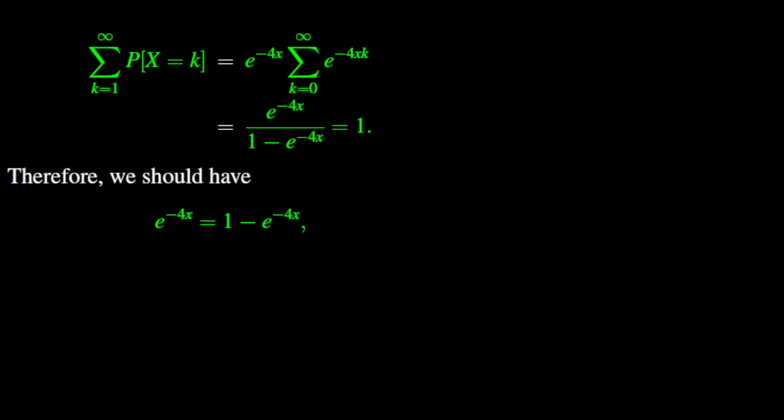This is in fact a geometric series with ratio equal to exp(-4x). As a result, the sum of all probabilities is then equal to the fraction exp(-4x) over the quantity 1 minus exp(-4x). Consequently, we should solve the equation exp(-4x) equal to 1 minus exp(-4x). This equation is equivalent to exp(-4x) equals 1/2. The final solution is x equal to the fraction negative logarithm of 1/2 over 4.